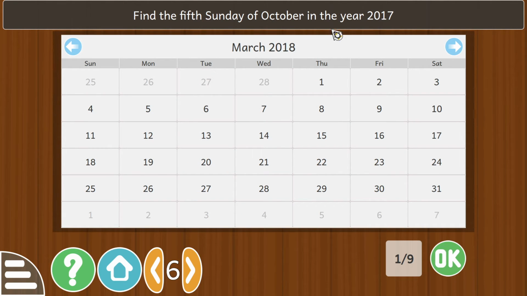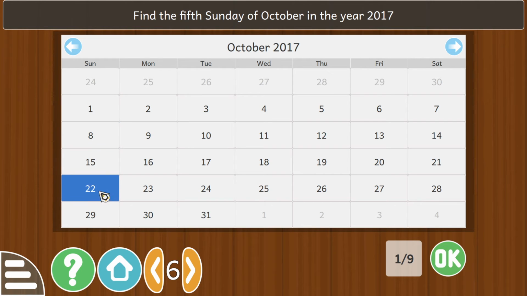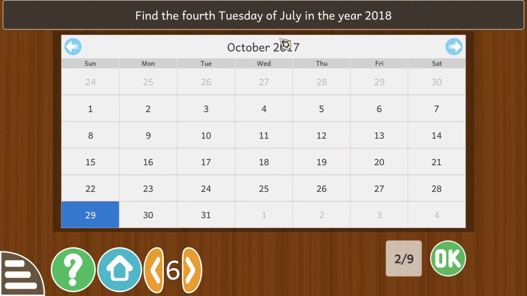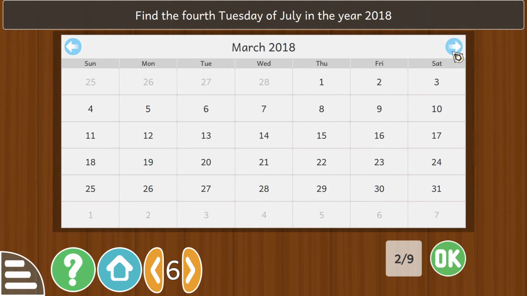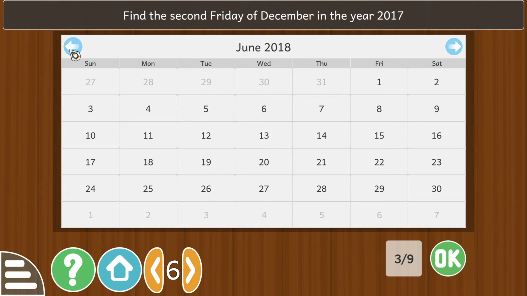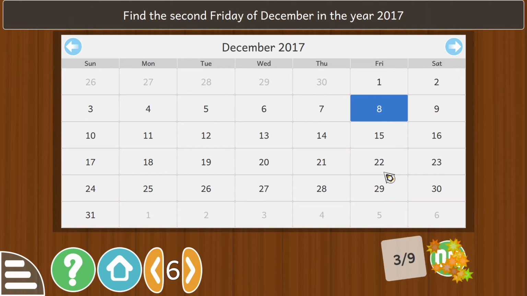Find the 5th Sunday of October in the year 2017. So we're in 2018 at the moment. Well, the calendar's in 2018. So October 2017, the 5th Sunday. 1st, 2nd, 3rd, 4th, 5th. The 5th is the 29th. 4th Tuesday of July in 2018. Okay, July. 1st Tuesday, 2nd Tuesday, 3rd, 4th. 2nd Friday of December 2017. 2nd Friday is the 8th.